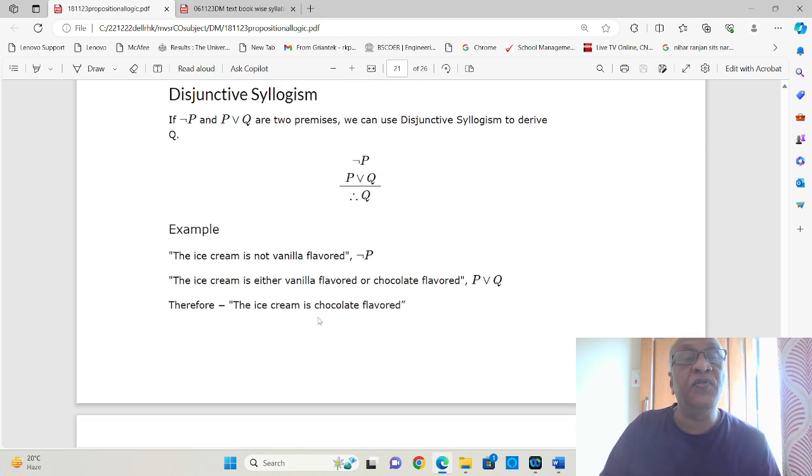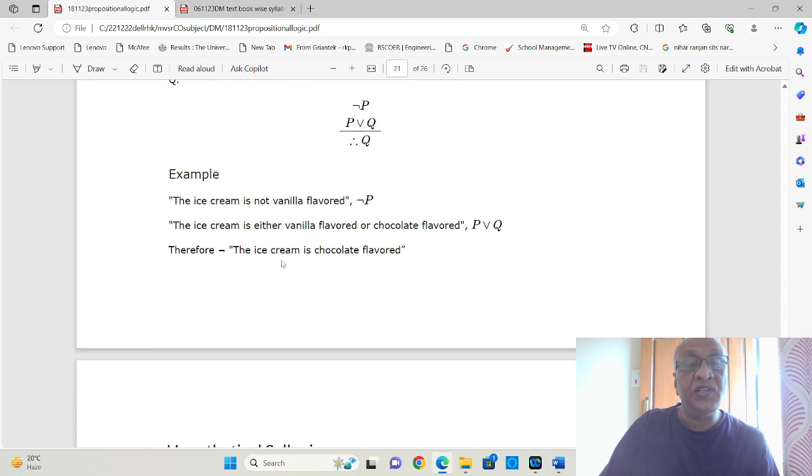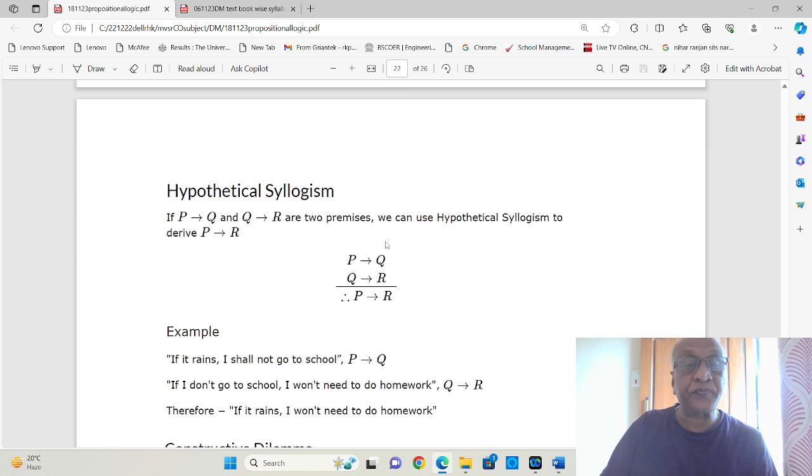Next inference rule is disjunctive syllogism. If you have not P, P or Q, then Q will be there. So for example, not P is represented as ice cream is not vanilla flavored. P or Q is represented as ice cream is either vanilla flavored or chocolate flavored. So naturally Q will be what? The ice cream is chocolate flavored.